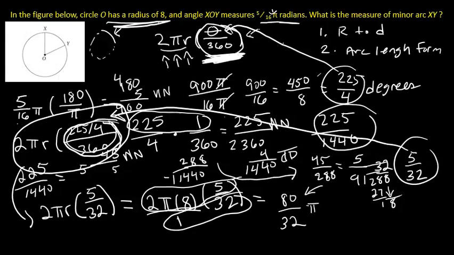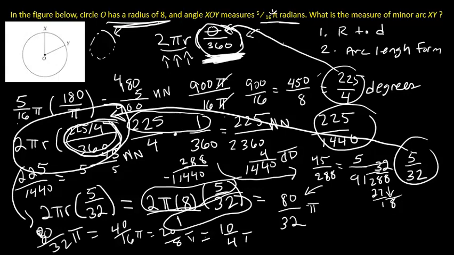I like to just divide everything by half over and over. Let me rewrite it again. 80 over 32 pi is, let's see, 40 over 16 pi, and then that becomes 20/8 pi, then that becomes 10/4 pi, and then that becomes 5/2 pi. Dang. Okay, that is the answer. That is straight up the answer.